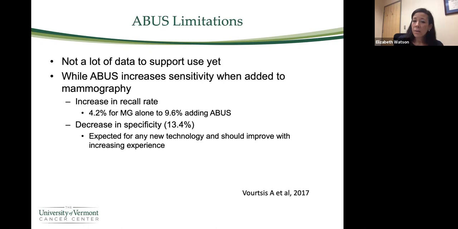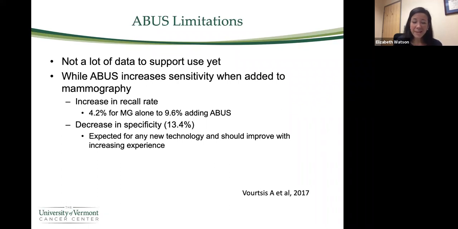And while these automated ultrasounds can increase sensitivity, and so the sensitivity that's lowered by having a dense breast, automated breast ultrasound can therefore increase the sensitivity when it's added. We do know that we're also increasing the recall rate. So we're calling back more patients. The recall rate is thought to be a little over 4% for mammography alone. And when you add ABUS to it, it tends to more than double that recall rate to about 10%.